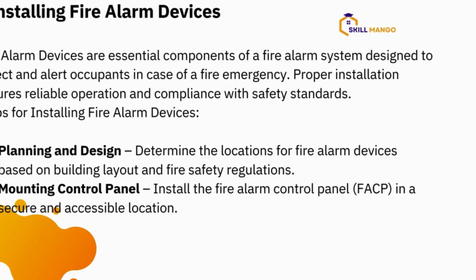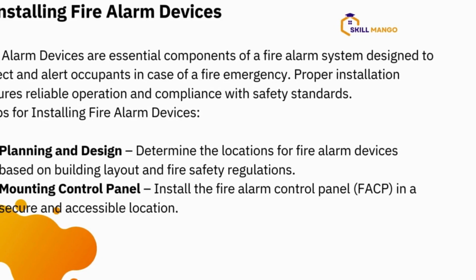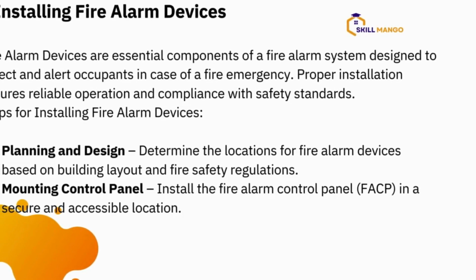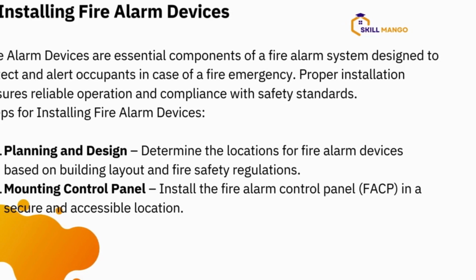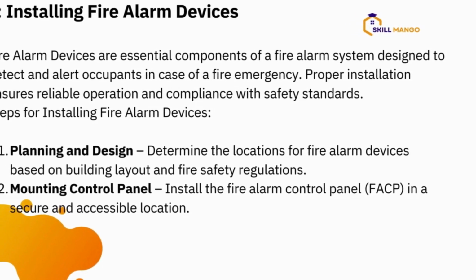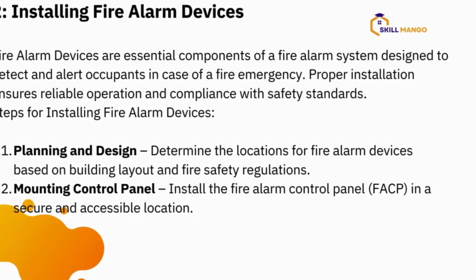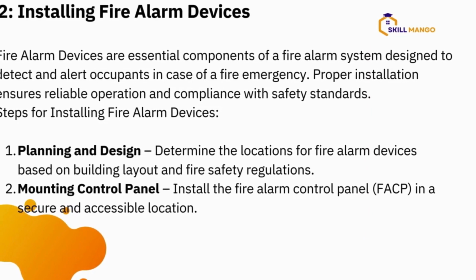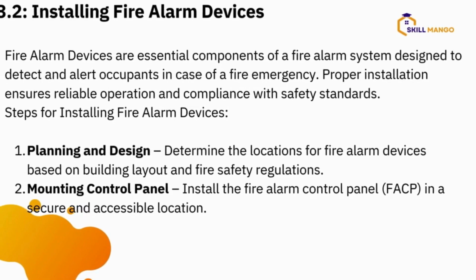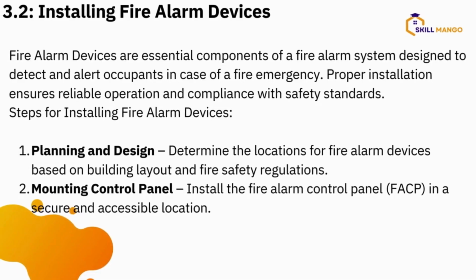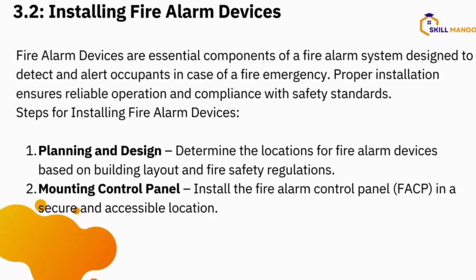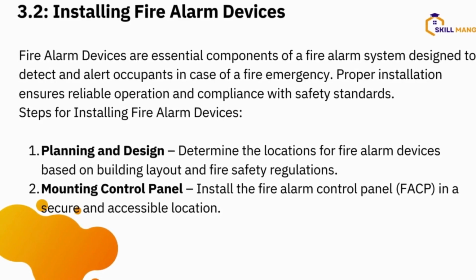Okay, so welcome back to this class. In this class 3.2, we'll be talking about installing fire alarm devices. Already we all know the devices we're talking about here: the smoke detectors, the heat detectors, the manual call points, running of the cables, the fire resistant cable, and the fire alarm control panel, FACP. So this is very important. We have to know this as a technician, as an installer, as an integrator.